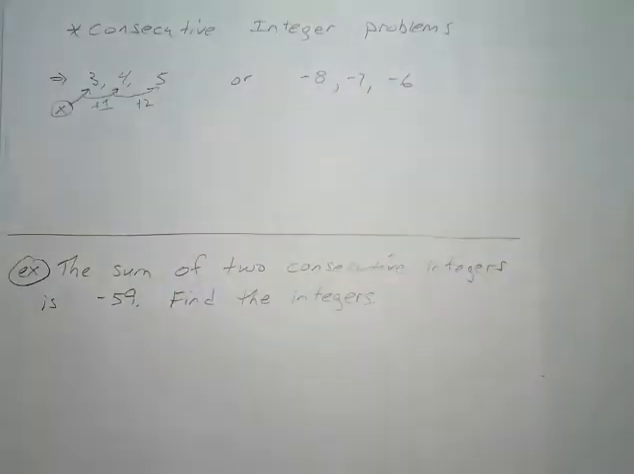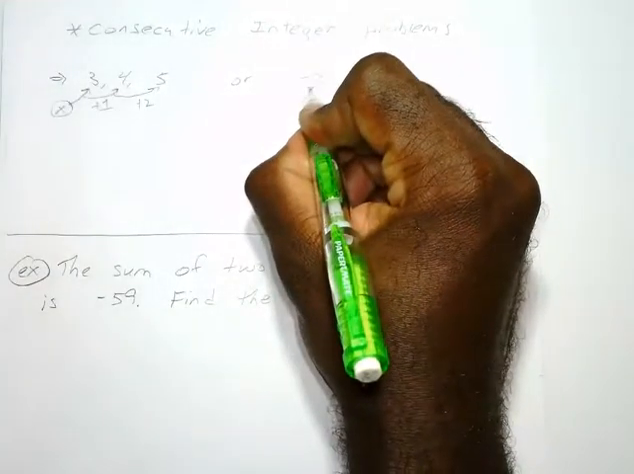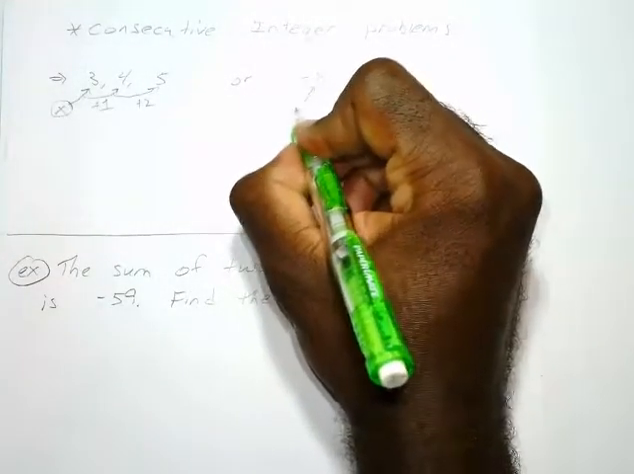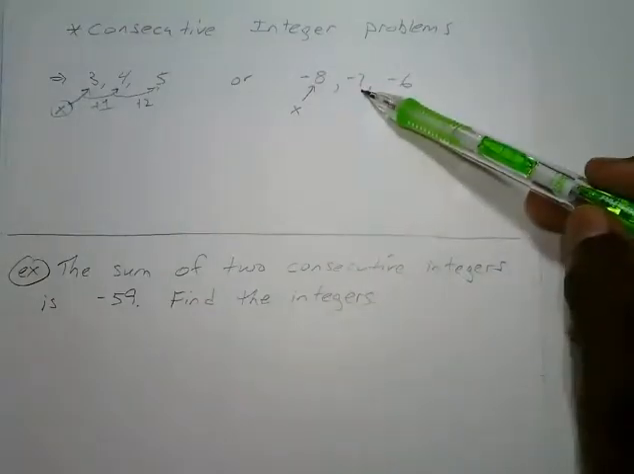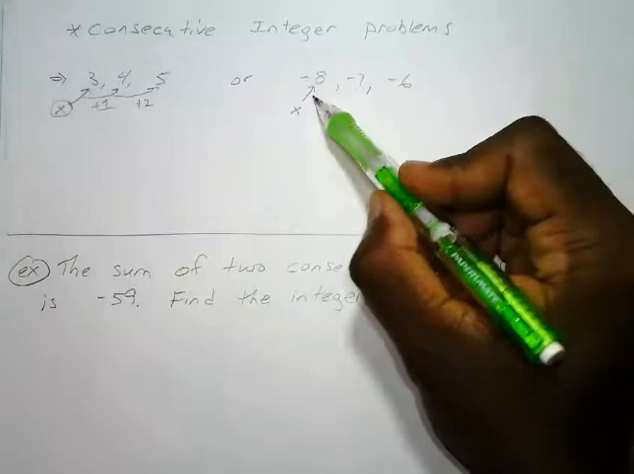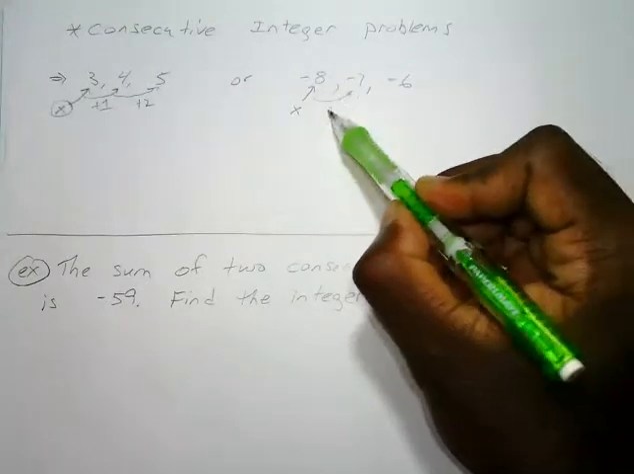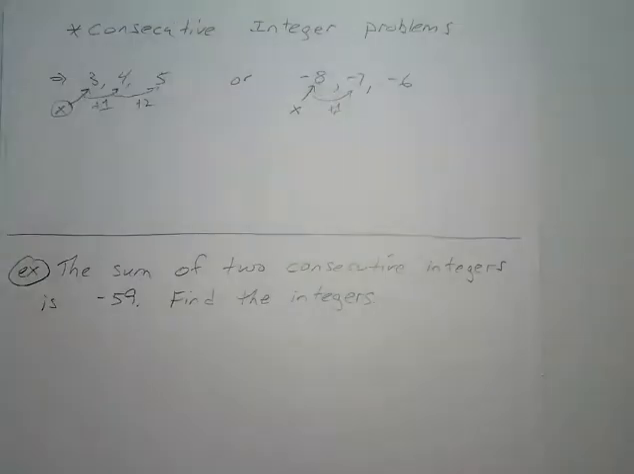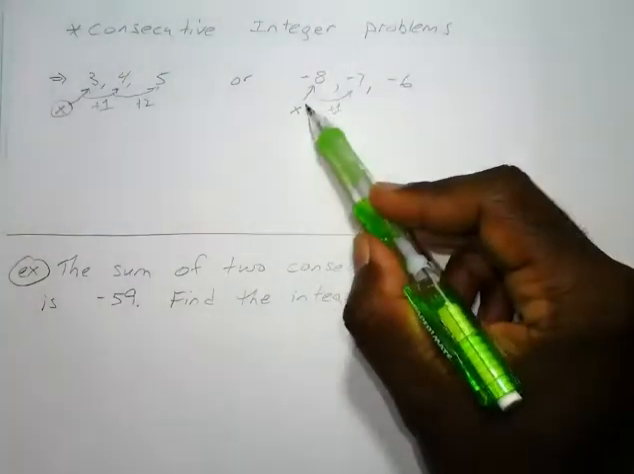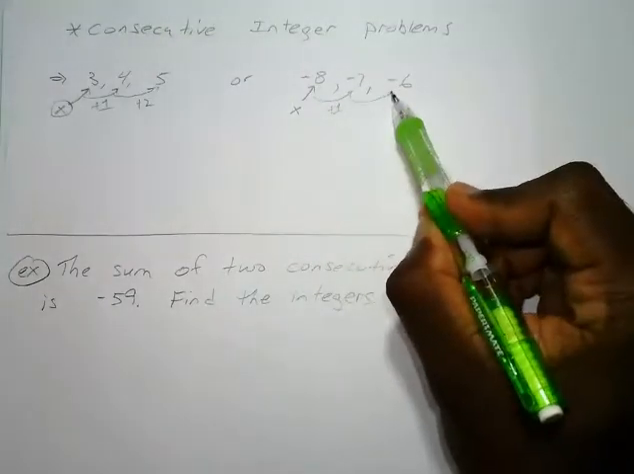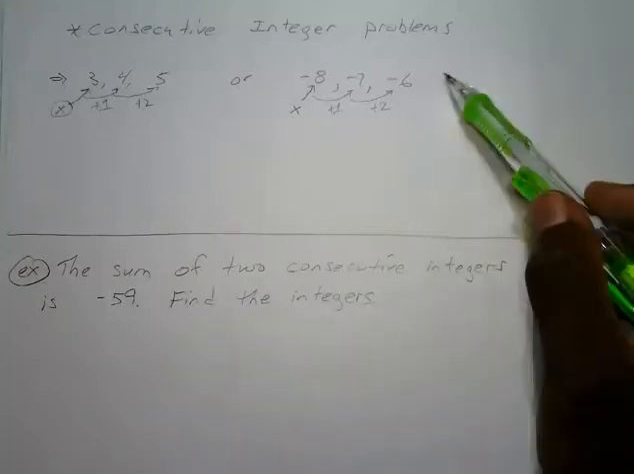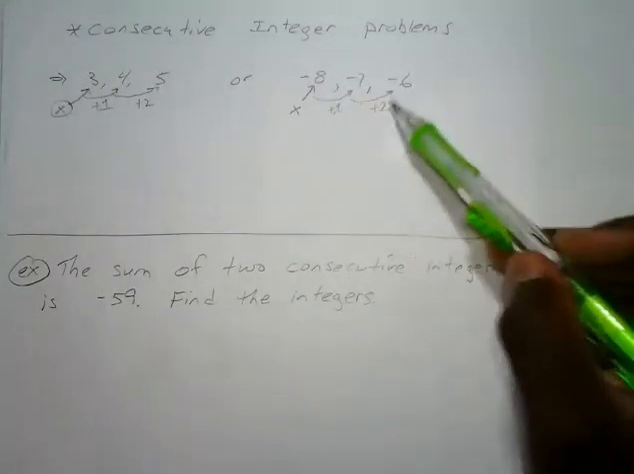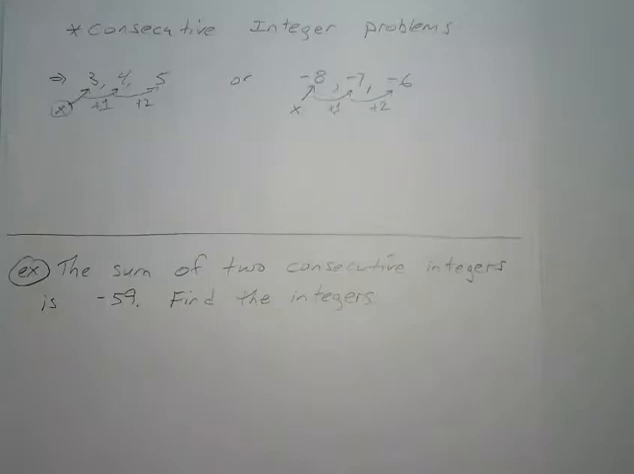Same thing here. If you have -8, you're starting at x, even though here we know x is -8. If you have -7, which is your next consecutive integer, that means you have to add 1 to the -8. To get to the next consecutive integer after that, you're going to have to add 2. Then to get to -5, you'd have to add 3. To get to -4, you have to add 4, and it just keeps on going.